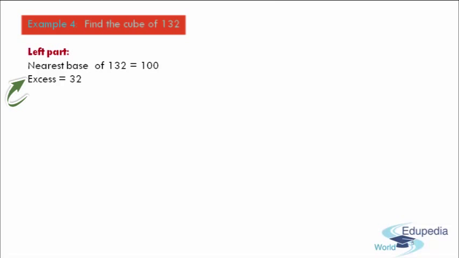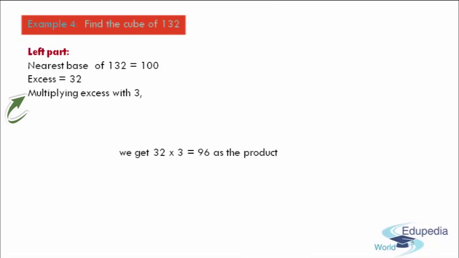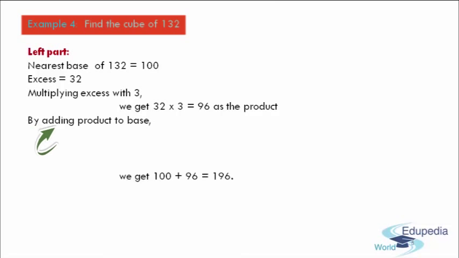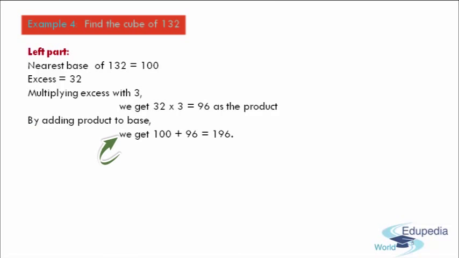After getting the excess, moving to step number 3, we have to multiply the excess, that is 32, with the number 3. So 32 into 3 is equal to 96. After getting the product 96, we have to add this product to the base. So we can say that 100 plus 96 is equal to 196. And finally this 196 is regarded as the required left part.